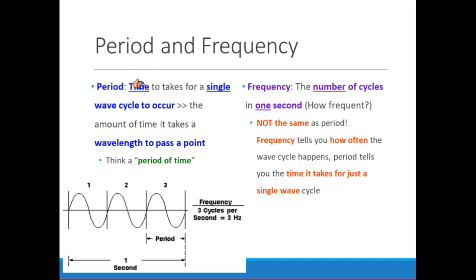So a period will give you a time in like seconds. Okay, a frequency is going to give you an actual number of cycles. So 2 cycles in 1 second, for example. It is not the same as period. Again, frequency tells you how often the wave cycle happens. Period just tells you the time it takes for a single wave.